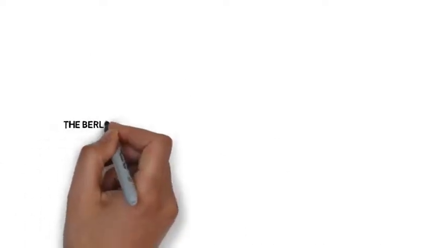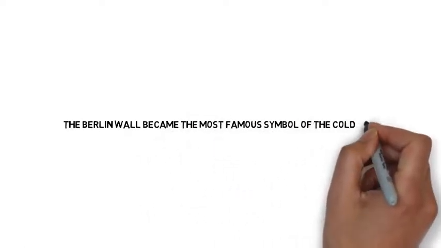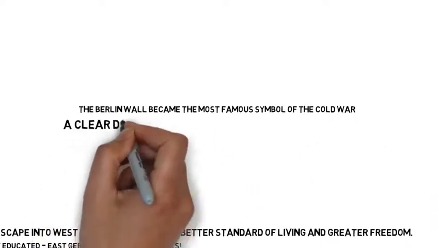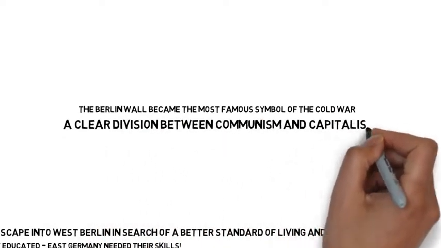The Berlin Wall became the most famous symbol of the Cold War, and it showed a clear division between communism and capitalism.